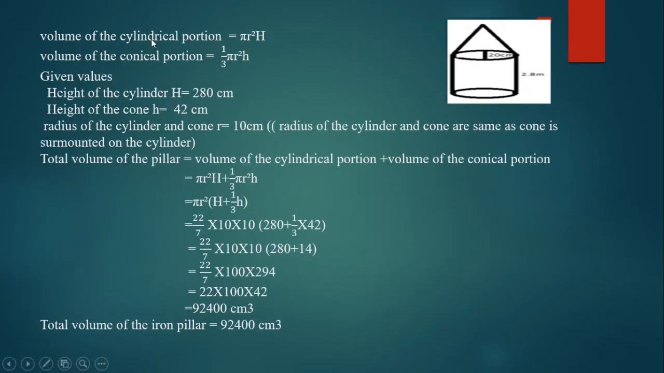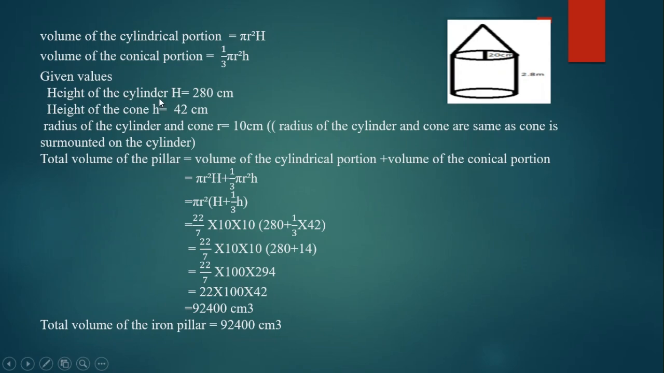So what do we know? Volume of the cylindrical portion is pi r square H, where r is the radius of the cylinder and capital H is the height of the cylinder. Next, volume of the conical portion is 1 by 3 pi r square h, where r is the radius of the conical part and h is the height of the cone.